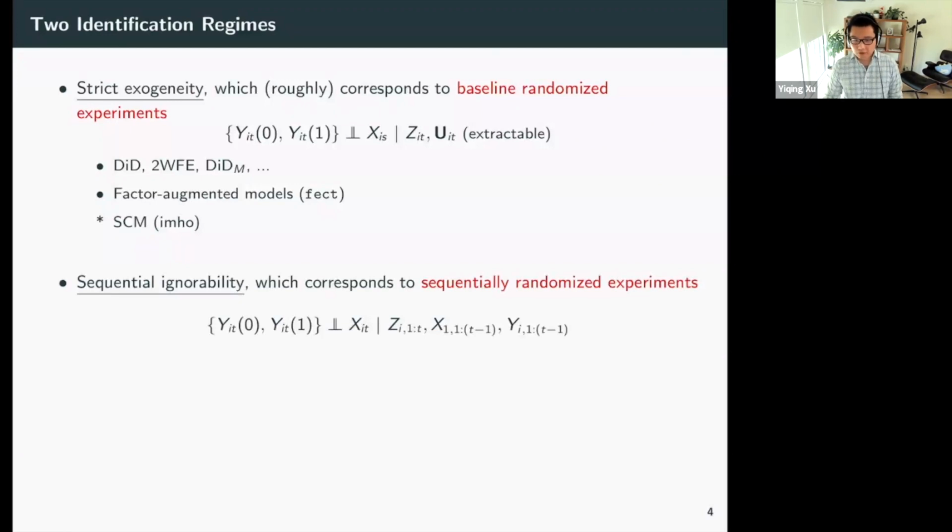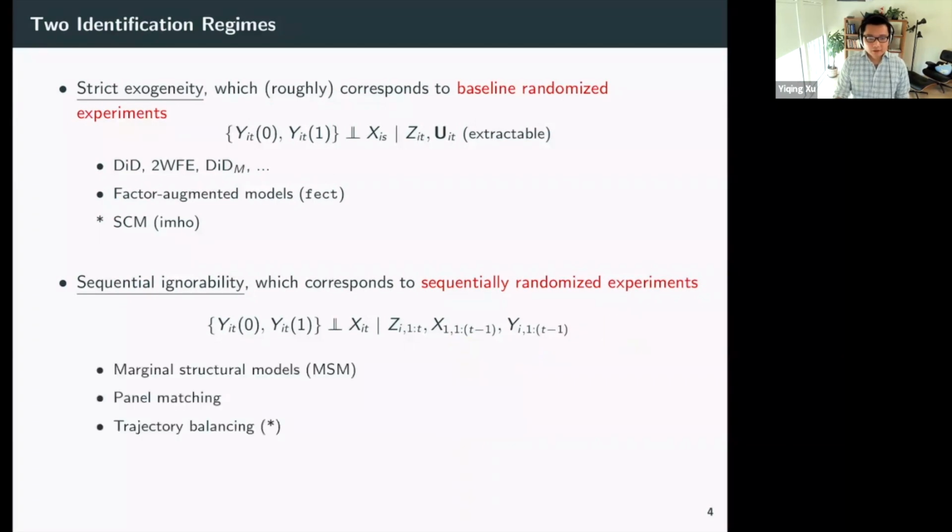And then we have sequential ignorability, which corresponds to sequentially randomized experiments. You can condition on the entire past treatment history, and you can condition on the history of past outcomes. But there's no U_it that you can condition on. You cannot condition on either time fixed effects, additive fixed effects, or interactive fixed effects. You take one of them. And the methods include marginal structural models, panel matching, trajectory balancing. I put a star here because you can use trajectory balancing under strict exogeneity. This is basically an algorithm, but I would be more comfortable if you use this under sequential ignorability.